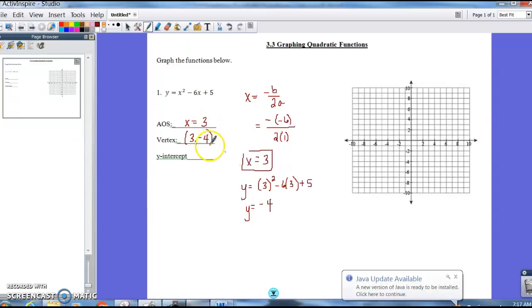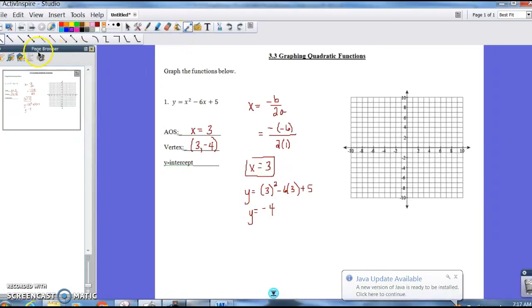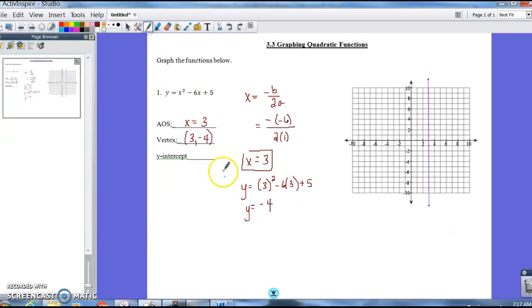So let's go ahead and put those two things on our graph. Let's start with our axis of symmetry. I'll make that a dotted line, and that's going to be right here on 3. Okay, so that's our axis of symmetry, and our vertex is at 3, negative 4. So remember, your vertex is right on your axis of symmetry. So here's going to be my vertex.